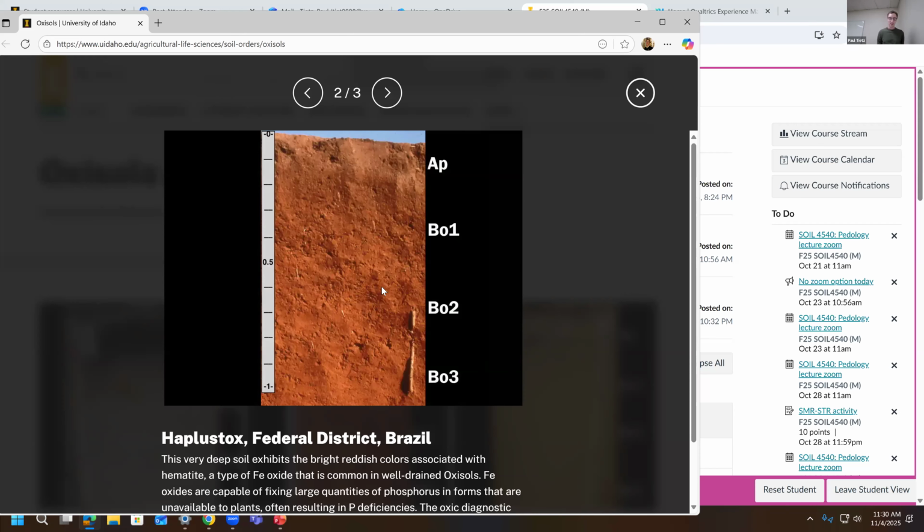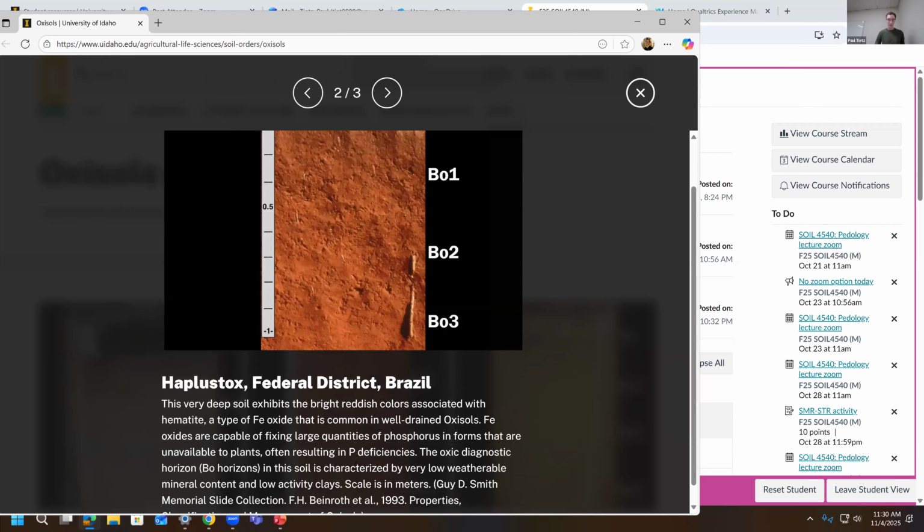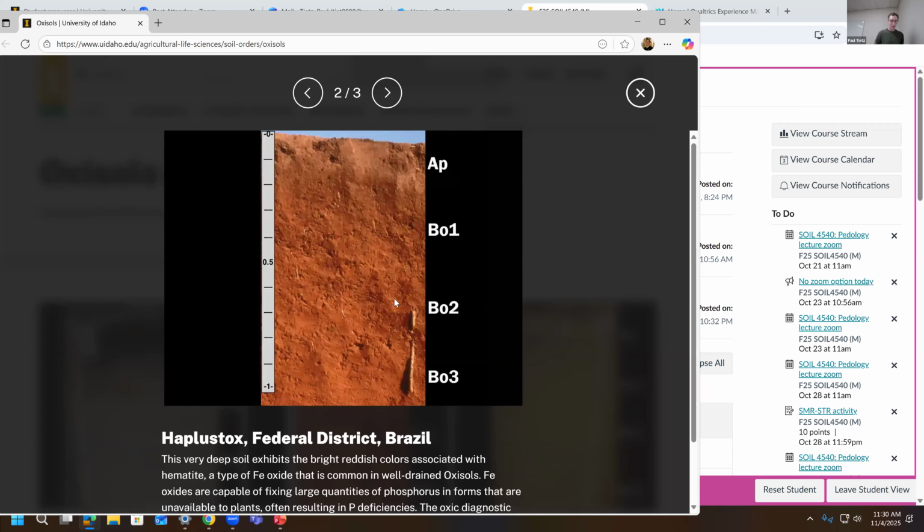So not only is natural fertility really low in Oxisols, but because of all these iron oxides, it sequesters a lot of phosphorus. So phosphorus retention is really strong. Phosphorus deficiencies observed in plants. And we have these BO horizons from the oxic materials, which is the weathering out of the silica and the weatherable minerals. Desilication would be the process going on here. BO horizons.